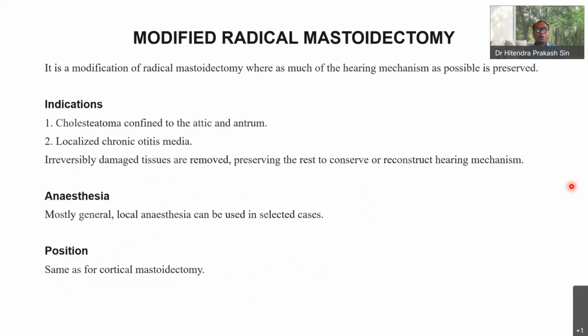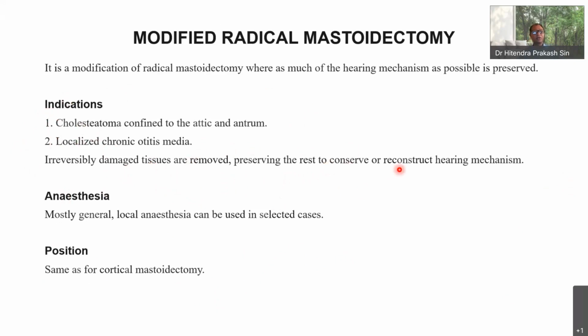Okay. Now, for overcoming the problems of radical mastoidectomy, we modify that operation in which we try to preserve as much of the hearing mechanism as possible. The indications are cholesteatoma confined to attic and antrum, localized chronic otitis media, irreversibly damaged tissue are removed, preserving the rest to conserve or reconstruct the hearing mechanism.